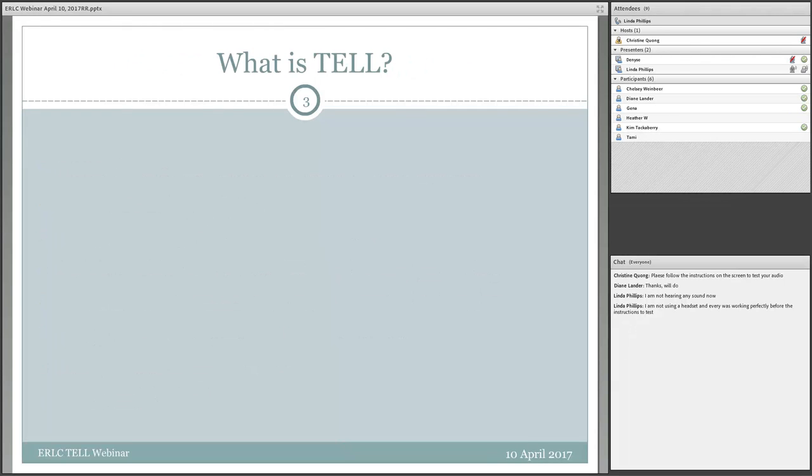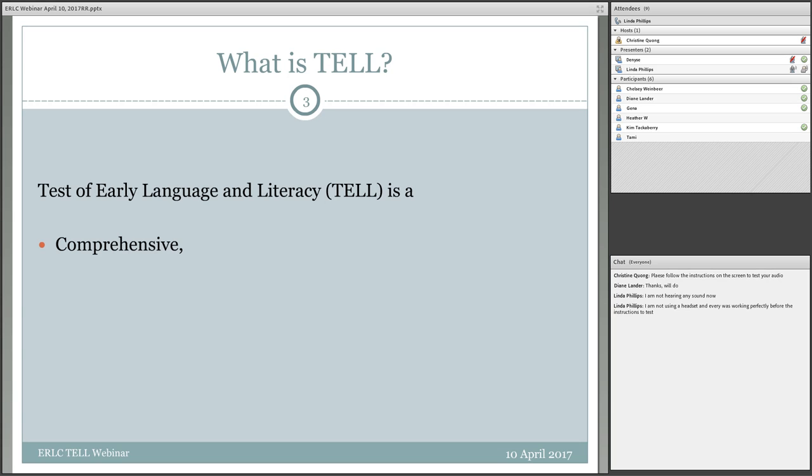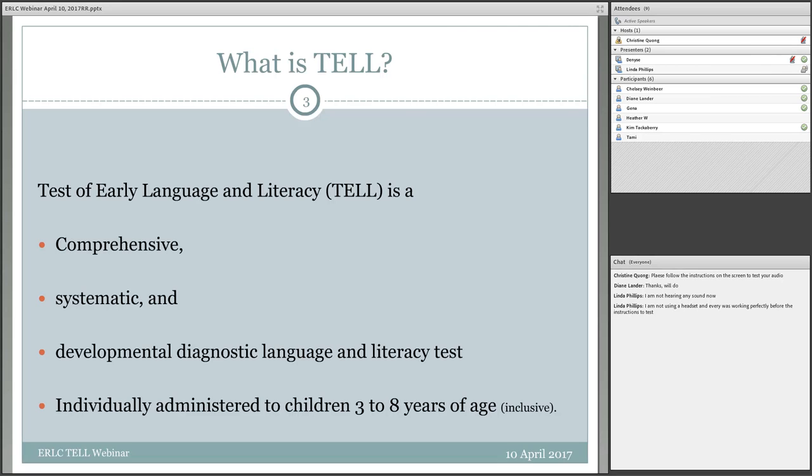So the test of early language and literacy is comprehensive because it addresses the two major aspects of emergent development, namely language and literacy. It is systematic because it provides all of what is needed for the recording and scoring of each section in a coherent, organized, efficient manner, and all in one test booklet. And it is developmental, because all sections proceed in a developmental manner, each building on and more challenging than the previous section. Each language and literacy section is based on the best that the research and pedagogical literature has to offer, and TEL is individually administered to children 3 to 8 years of age inclusive to maximize the quality and quantity of information gathered for effective program planning.